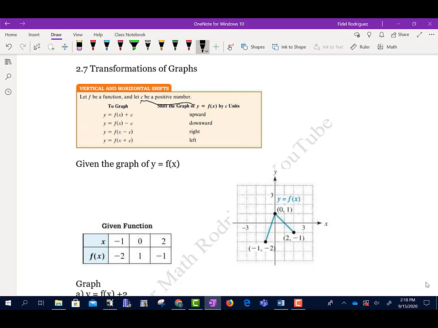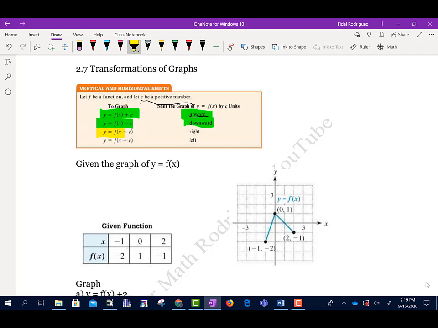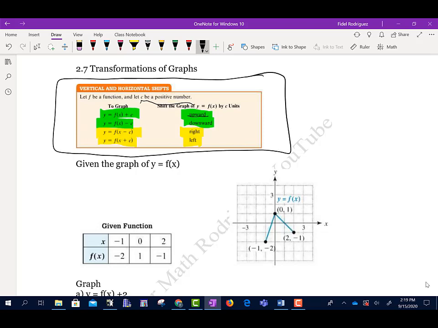And it says, if we're going to graph y equals f of x plus c, we're going to be moving our graph upward c units. If we are going to then graph y equals f of x minus c, we're going to be moving our graph downward. And then if we're going to be graphing y equals f of x minus c or f of x plus c, we'll be moving our graph either to the right or to the left. Okay. So in all these problems, I'm going to use this table to figure out, am I going to move my graph up, down, right, or left?